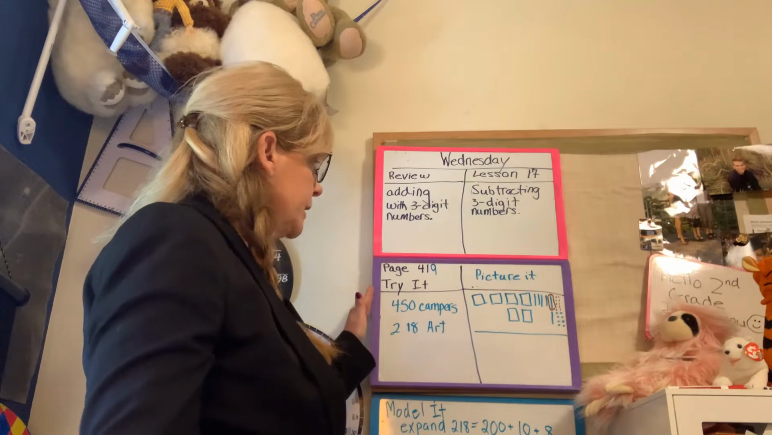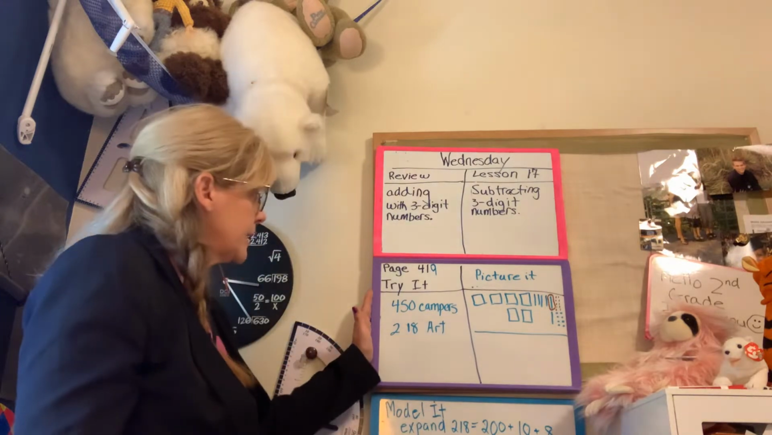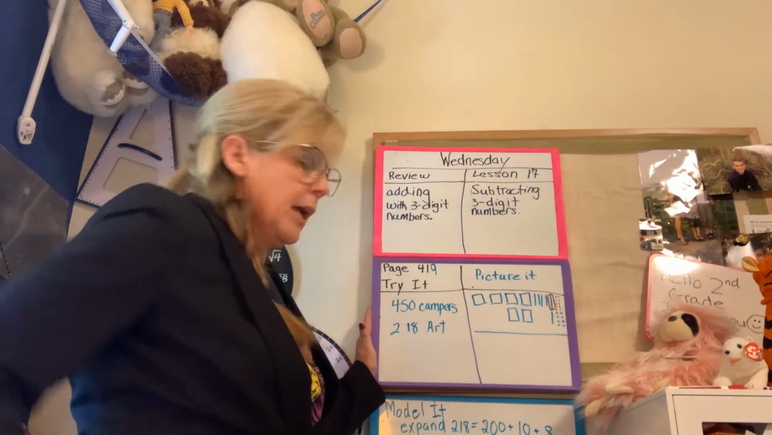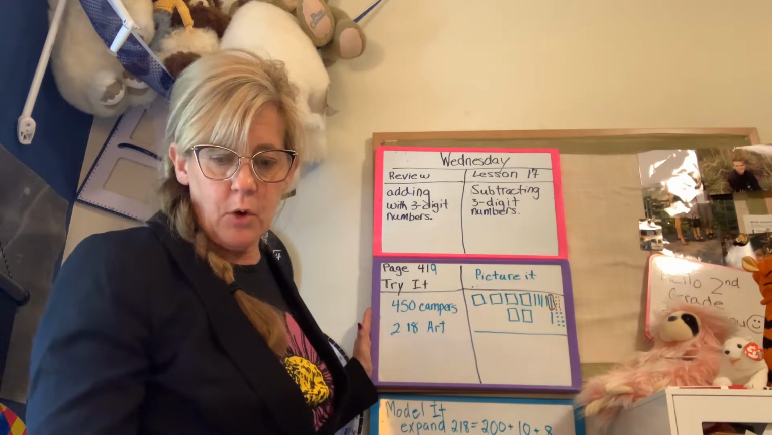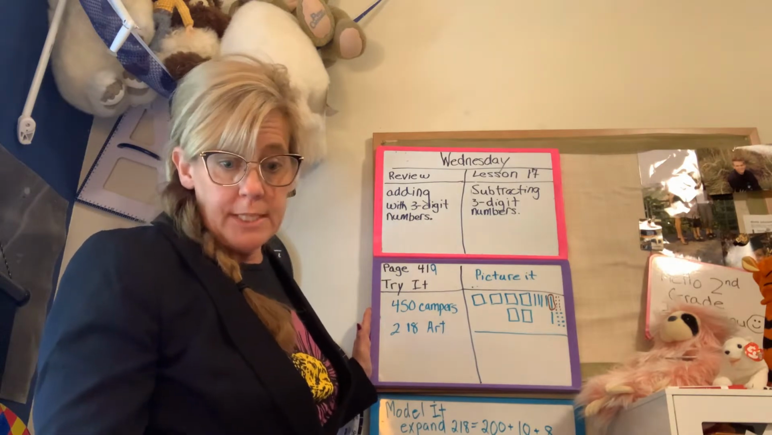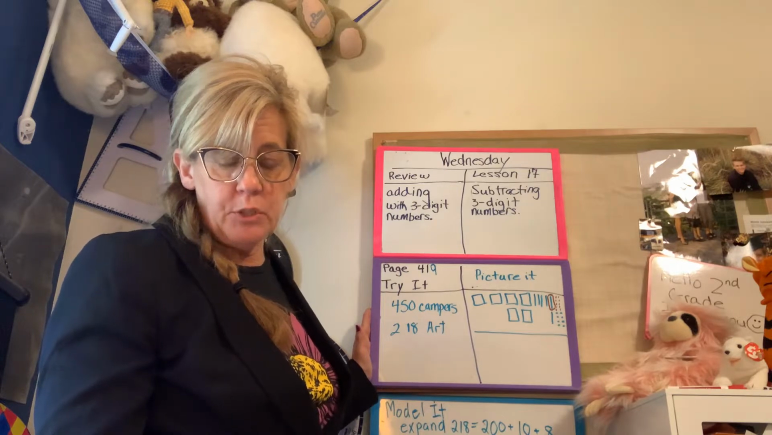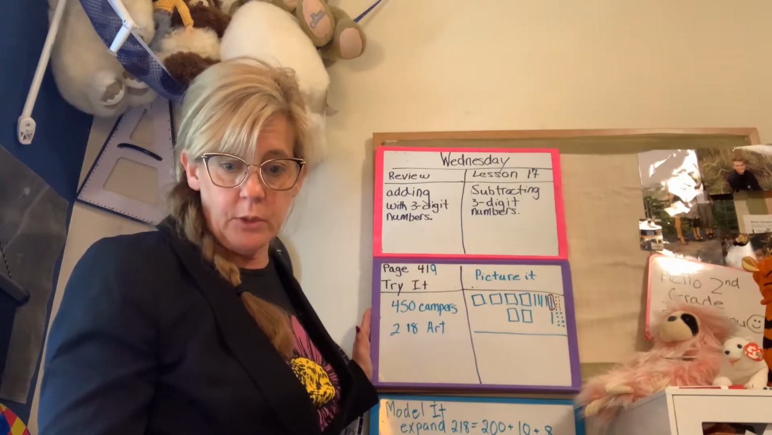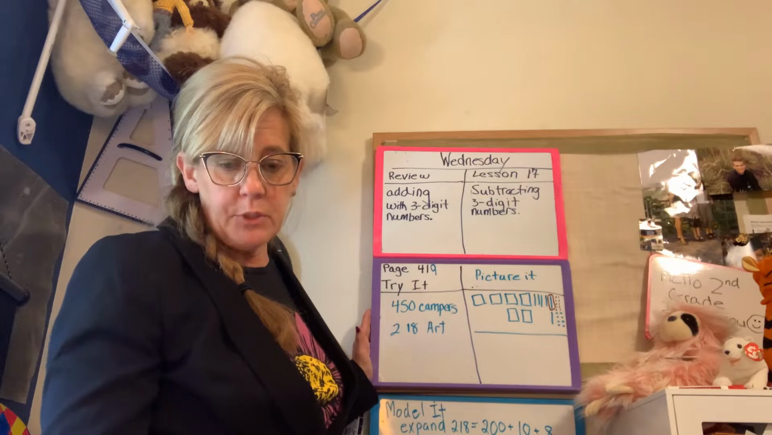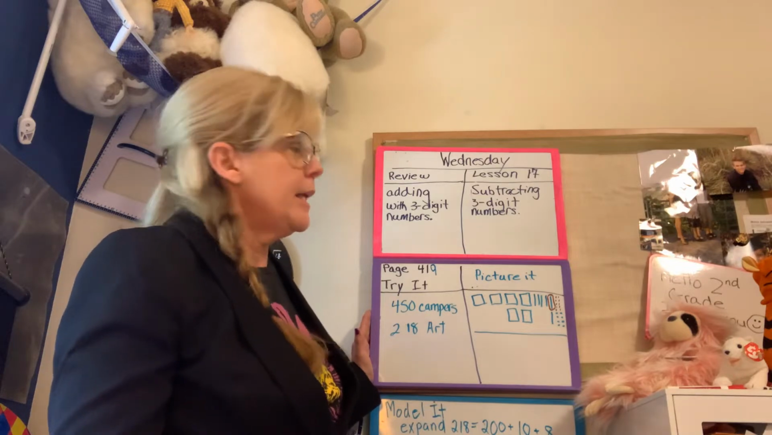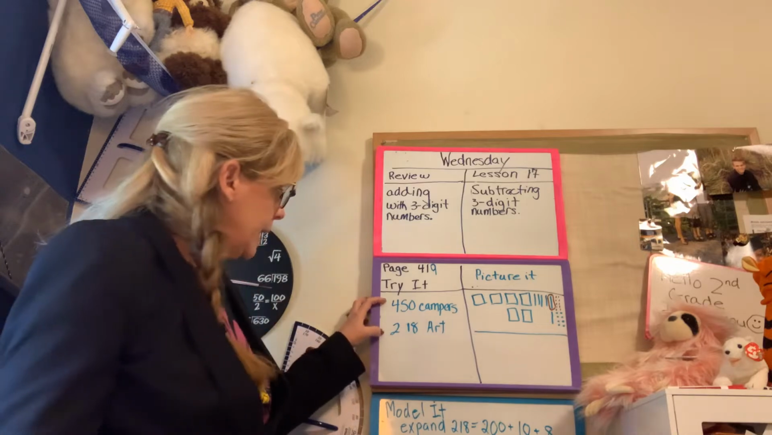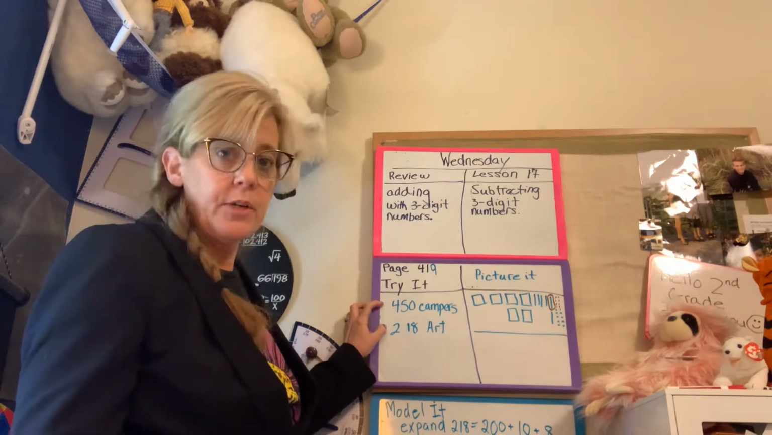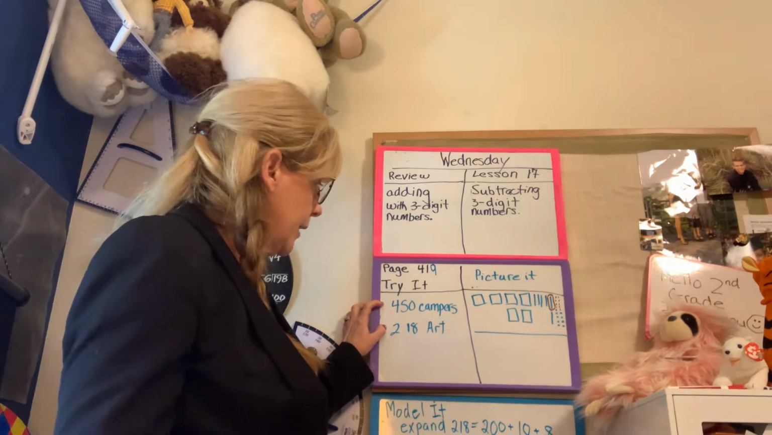It's on page 419. And if you can see this right here, it says, try it. So it's about campers, okay? And there are 450 campers at Camp Cody. One day, 218 campers do art projects. The rest do sports. How many campers do sports? Okay, so in that problem, the numbers that we would underline are 450 and 218. Okay, so they're right there.